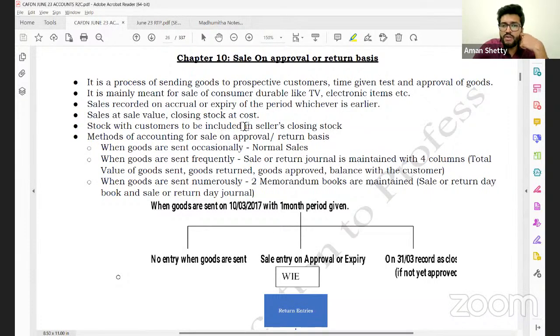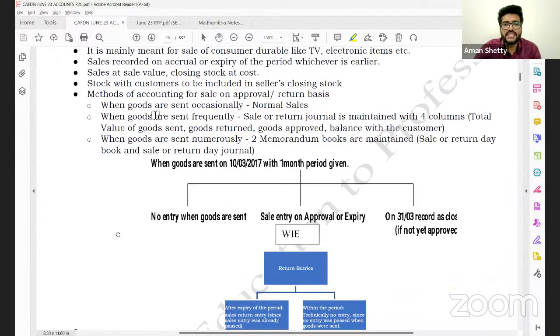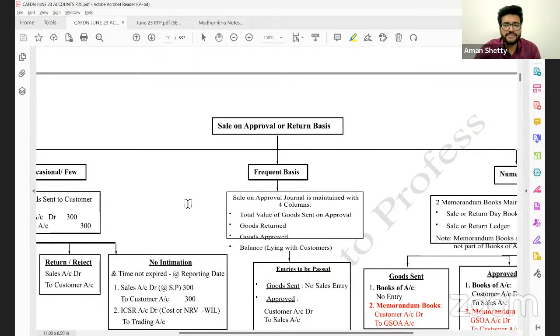Sales are at sale value, and closing stock will obviously be valued at cost. Stock with customers is to be included in the seller's closing stock. Yes, if the acceptance is not yet received, you will include it in your closing stock. Methods of accounting for sale on approval or return basis when goods are normally sent. All of this we'll go through with the chart. Okay, this is the basic theory. Now come straight to the chart.